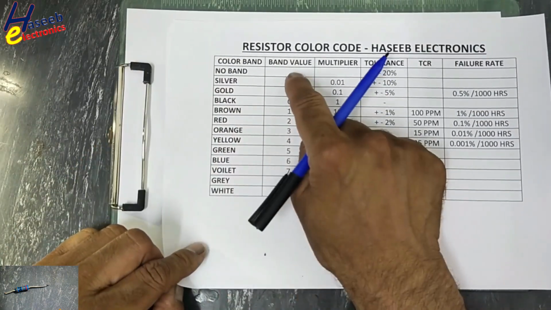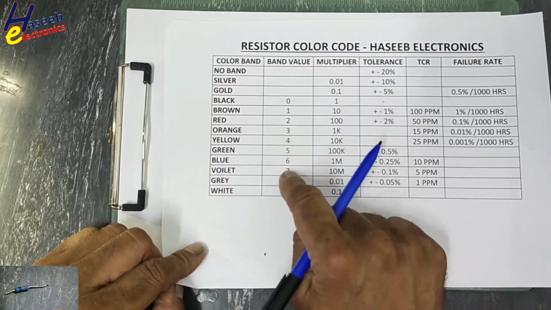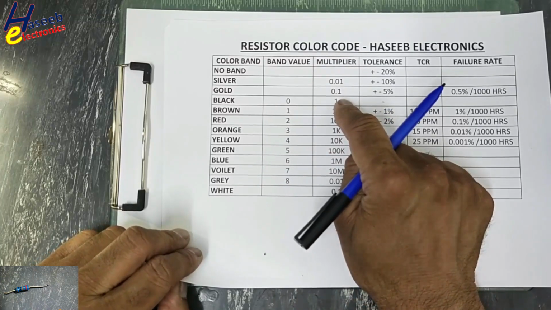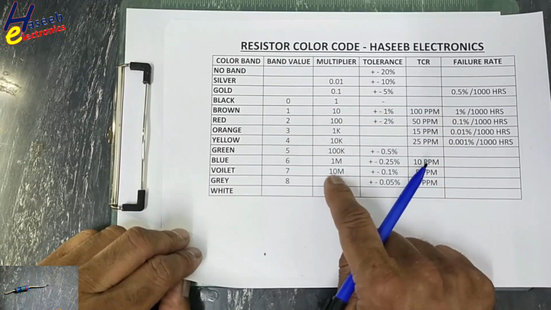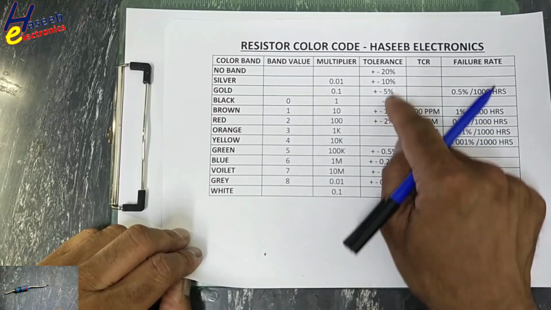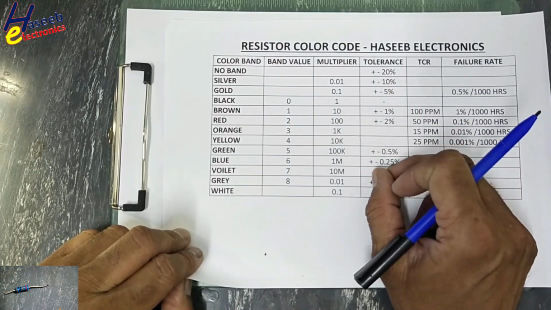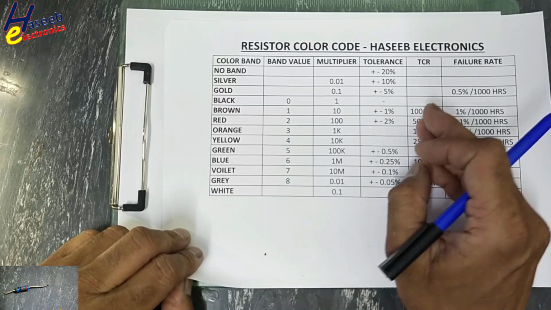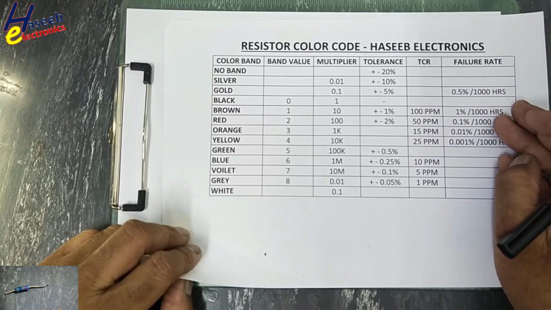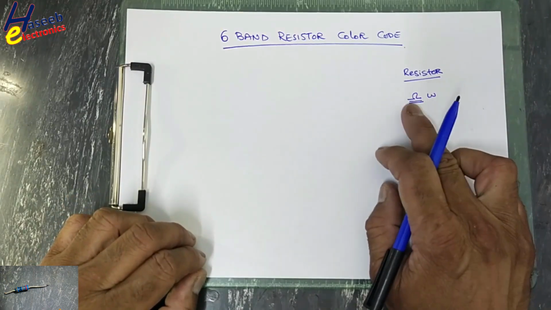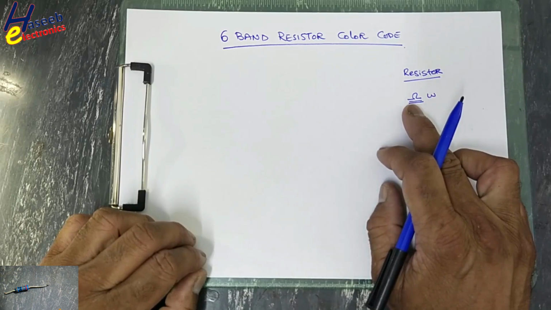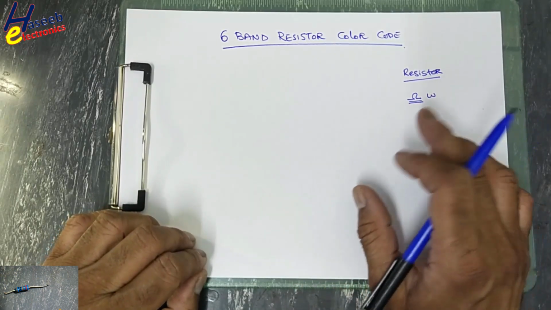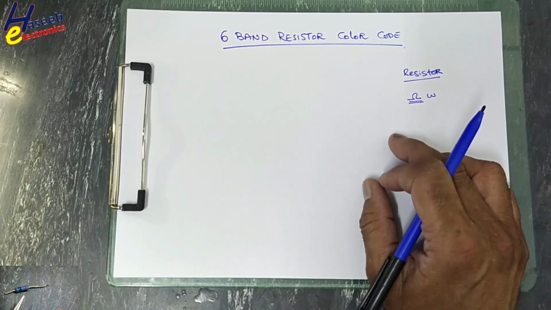What is the location of that band? What is the meaning of that band? If it is in the third or fourth location, it is the multiplier. In the fifth or fourth location, it is the tolerance. In the sixth location, maybe it is the temperature coefficient, and maybe it is the failure rate. Sometimes it is also printed in alphanumeric format. Sometimes that is coded.